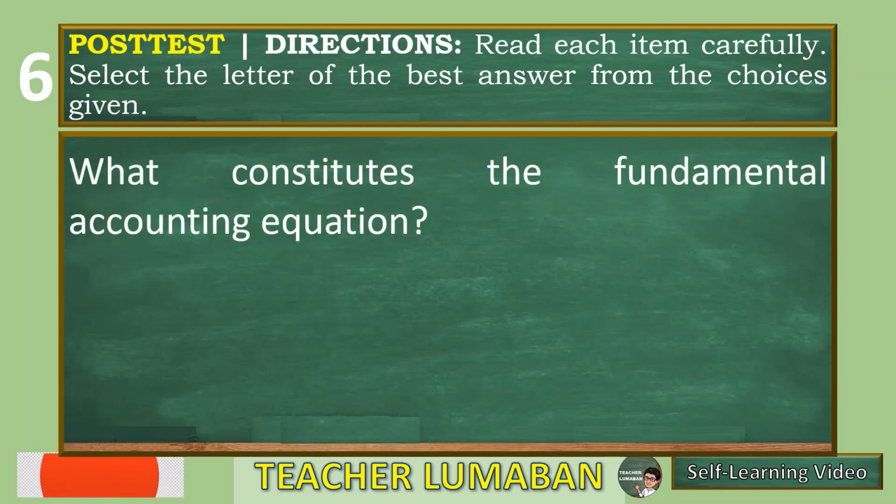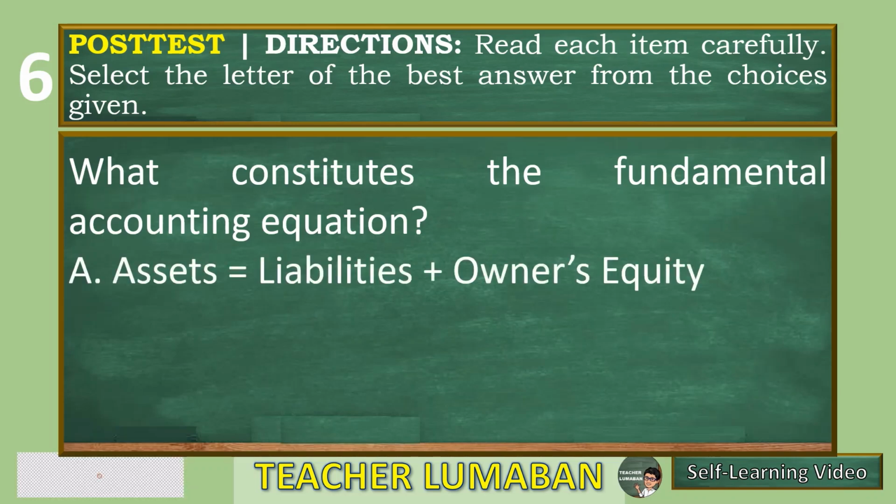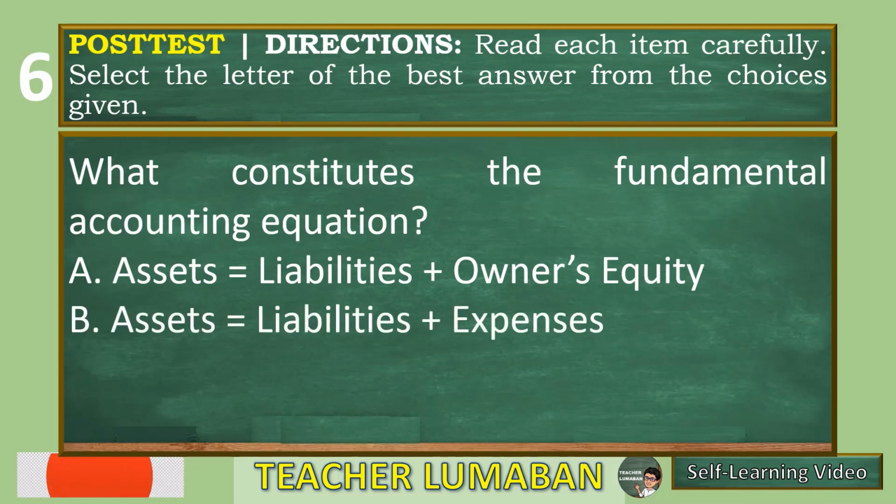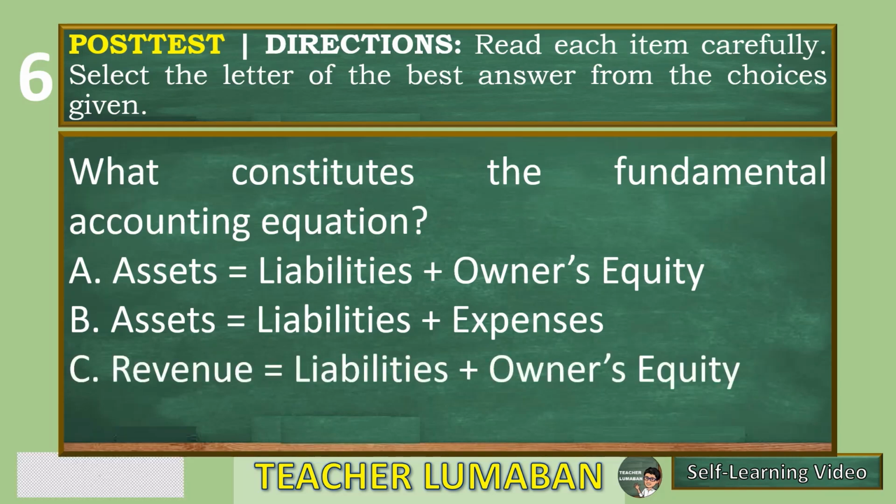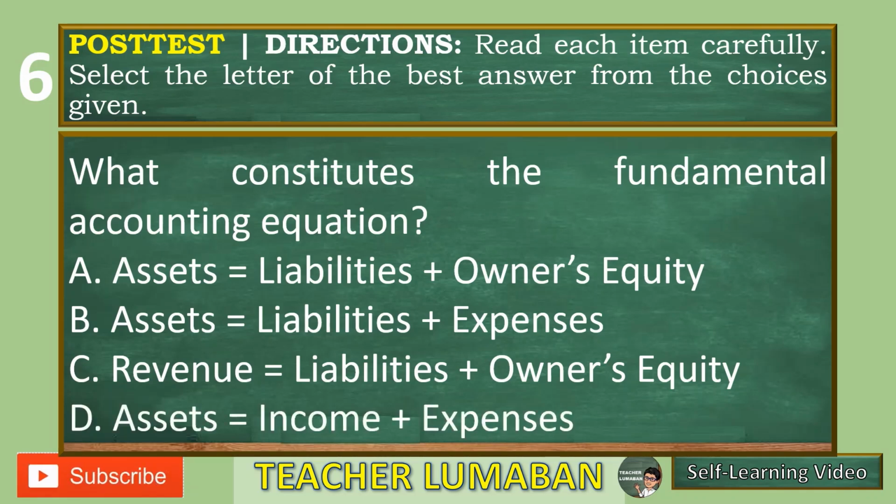What constitutes the fundamental accounting equation? A. Assets equals liabilities plus owner's equity. B. Assets equals liabilities plus expenses. C. Revenue equals liabilities plus owner's equity. D. Assets equals income plus expenses.